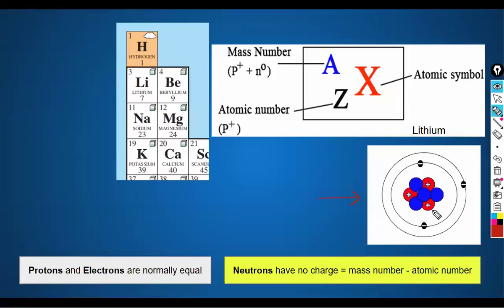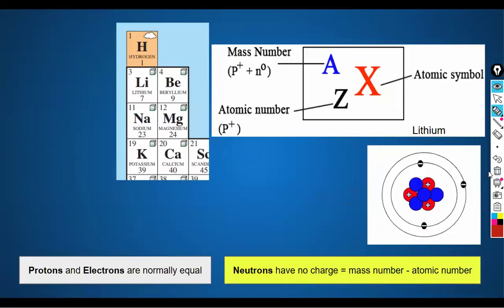1, 2, 3, right? Now, protons and electrons are supposed to be equal, and the electrons revolve around the nucleus, which has the protons and neutrons. Protons have a positive charge, electrons have a negative charge, and neutrons, well, their name suggests they have no charge. They are neutral.